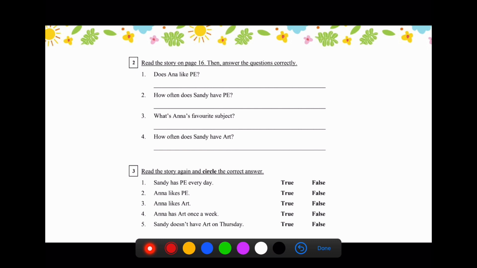Okay, for activity 2, read the story on page 16, then answer the questions correctly. All of these questions are based on the story on page 16. So you have to read the story first. Then you answer these questions. It is the same with activity 3. You have to read the story and circle the correct answer. Remember, circle. For example, number 1, Sandy has PE every day. If it's true, you circle true, but if it's false, you circle false.